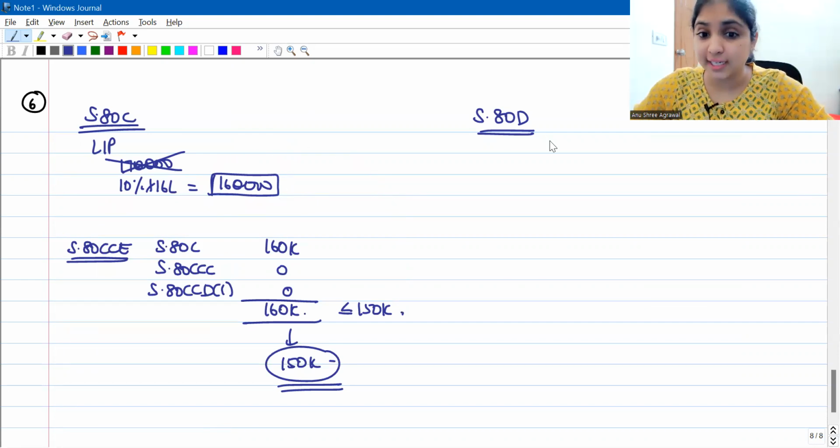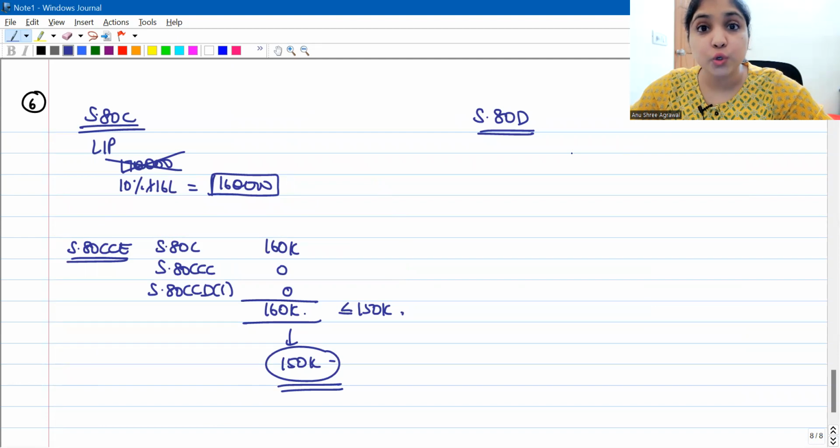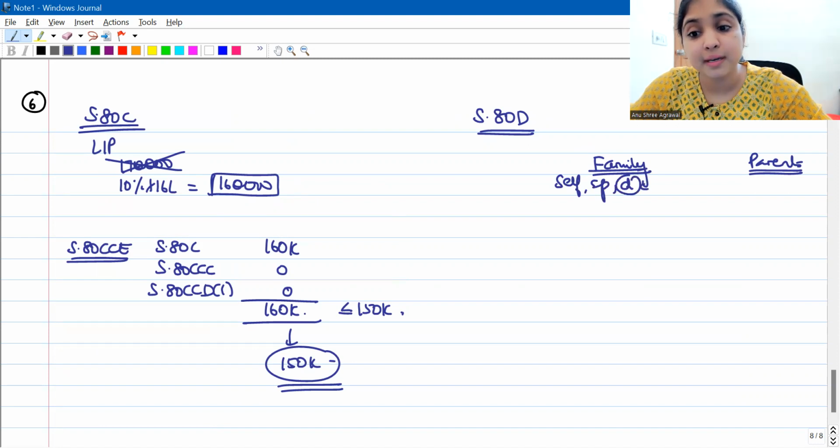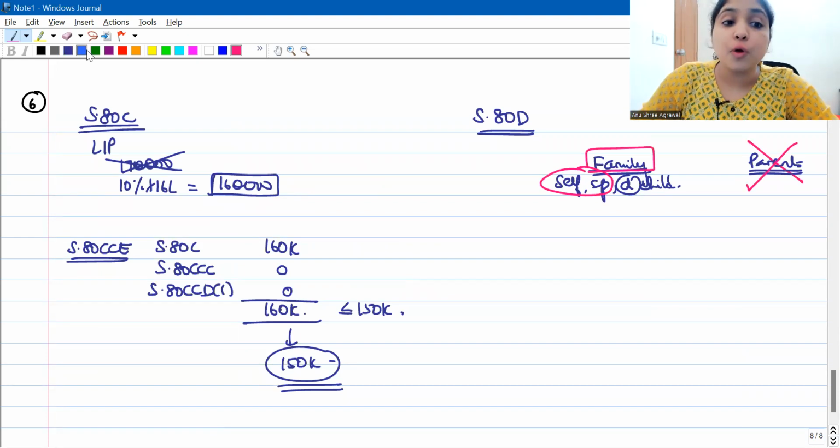Now talking about 80D, our assessee has taken a medical insurance policy of 10 lakh rupees for self and wife. Under 80D, I'm sure you would be aware that there are two categories. One is the family category and the other is the parents category. Under the family category, you have self, you have spouse and dependent children, right? Under the parents category, dependent or independent doesn't matter. Here my assessee has taken a medical insurance policy for self and spouse, which means we're talking only about the family category.